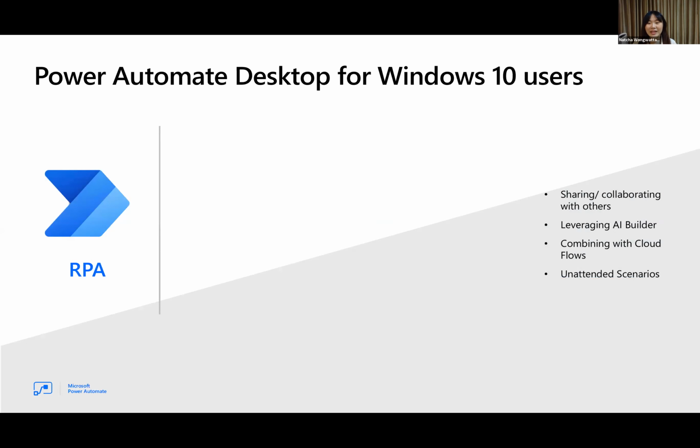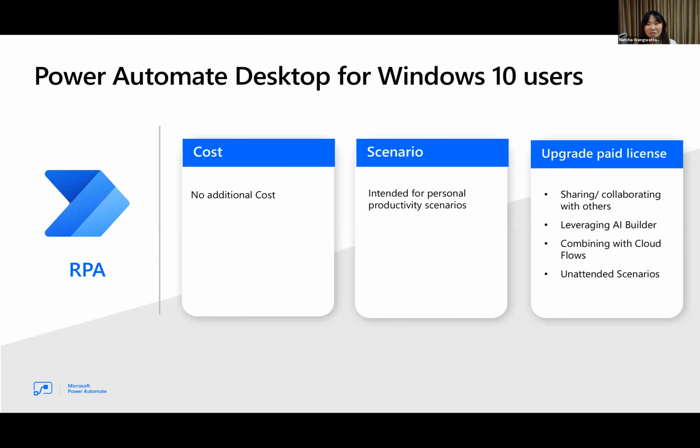Power Automate desktop is free for Windows 10 users, so there is no need for additional cost. But this application should not be used for business critical functions because there's no SLA or Microsoft support. If your Power Automate use is business critical and more features are required, you should purchase the appropriate Power Automate license, which includes support. And also, if you want to share or collaborate with others, leverage AI Builder, combine with Cloud Flows, or use the unattended scenario, you need to upgrade to the appropriate version.